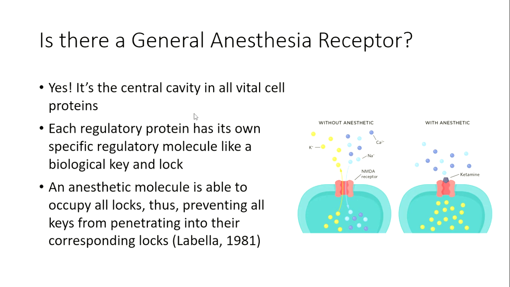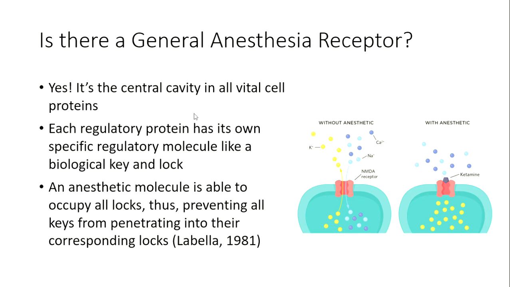This leads us to the question of whether there is a general anesthesia receptor. And the answer to this is yes, and it is the central cavity in all vital cell proteins. What does this mean? Well, these regulatory proteins and their corresponding regulatory molecules act like a biological lock and key, meaning that every regulatory protein has its own specific regulatory molecule that can fit into its cavity and no other molecule can take its place, kind of like a key and a lock.